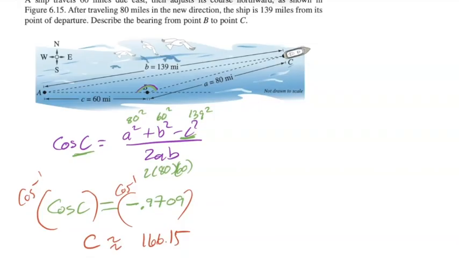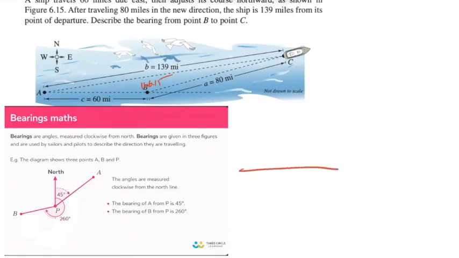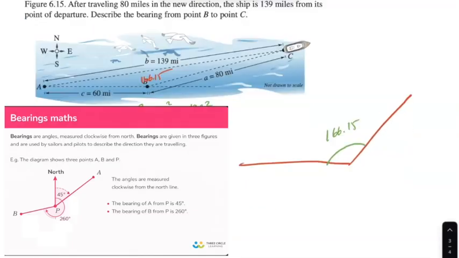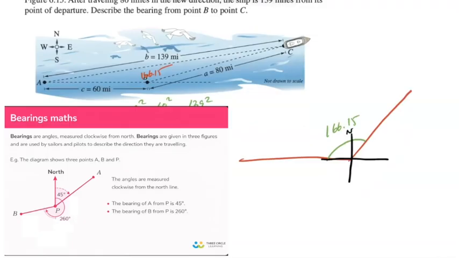So that's how long this line is here. It's 166.15. But now let's talk about bearing. So let me recreate this picture here. We're going like this and going like that. All right, we know all of this is 166.15. Remember, bearing is from north. If we make a little chart like that, there's my north. The bearing we want is this guy. It's from the north to there is my bearing.